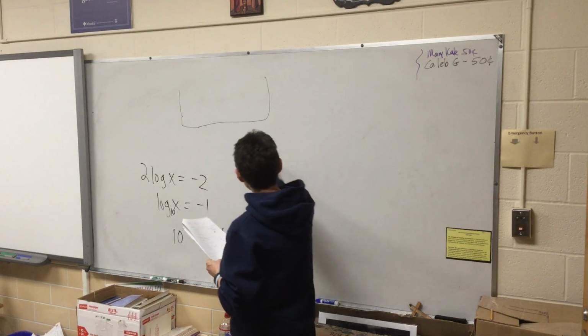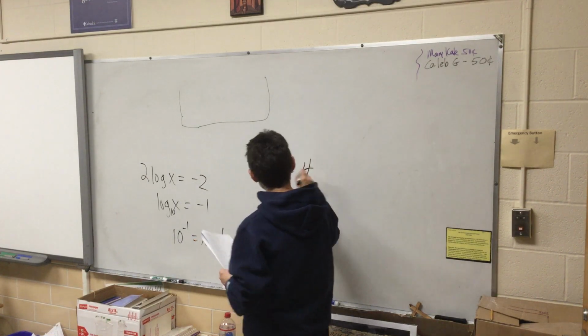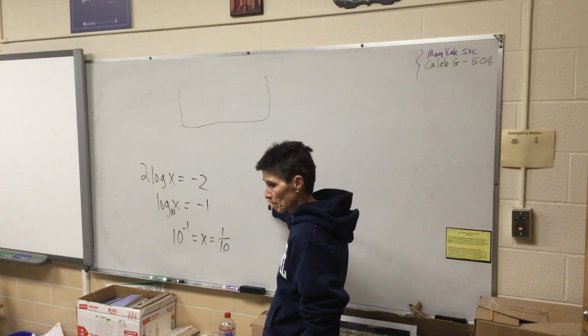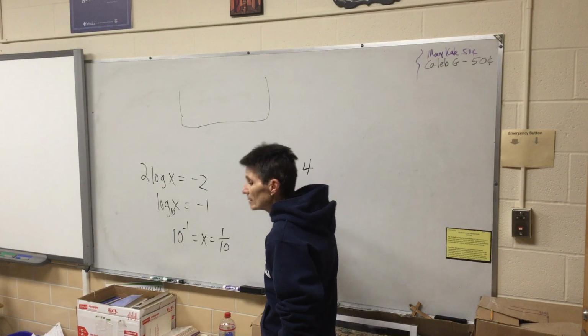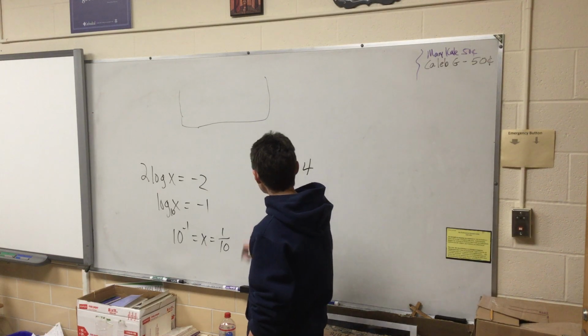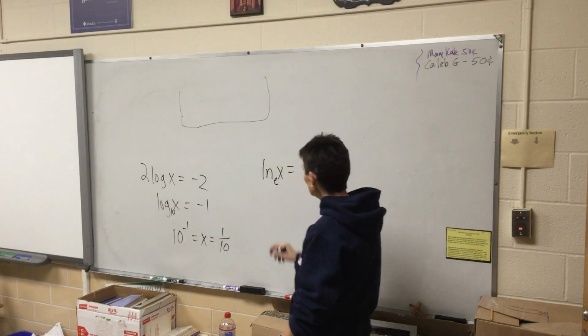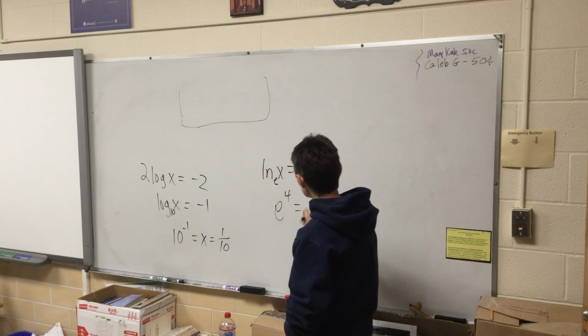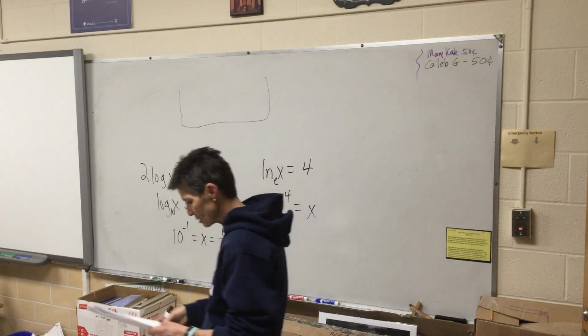All right, so ln x equals 4. What's the base here? 10. E. So the base is e. So when I loop-de-loop, e to the 4th equals x. And that's it. Done. That's your answer.